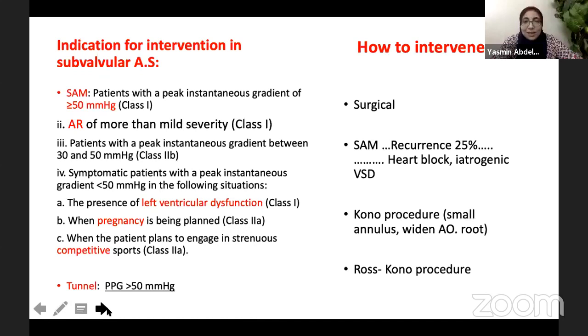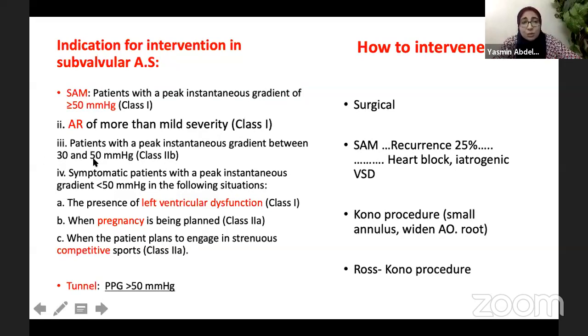Okay, thanks, Dr. Hatem. I will summarize in this slide much of this information we already mentioned. Indication for intervention in subvalvular aortic stenosis is if the patient has a gradient more than 50 millimeter mercury. It's a class 1 indication. Aortic regurgitation, once you have mild aortic regurgitation, is a class 1 indication for surgery, as aortic regurgitation is progressive. It's well known that it is progressive in the course of this disease.